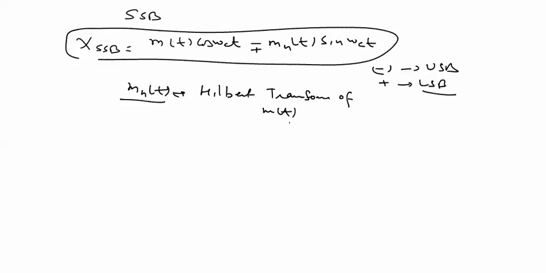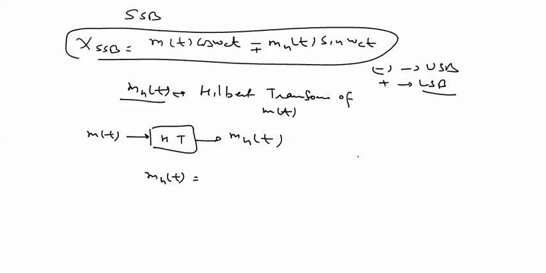How can we use this Hilbert transform? What is the Hilbert transform? m(t) passes through a block, which I told you is the Hilbert transform. The output is the Hilbert transform of that message. The Hilbert transform I denote by h(t). The time domain expression is 1 upon pi t. The Fourier transform of 1 upon pi t, as we discussed in signals and systems, is minus j signum omega.